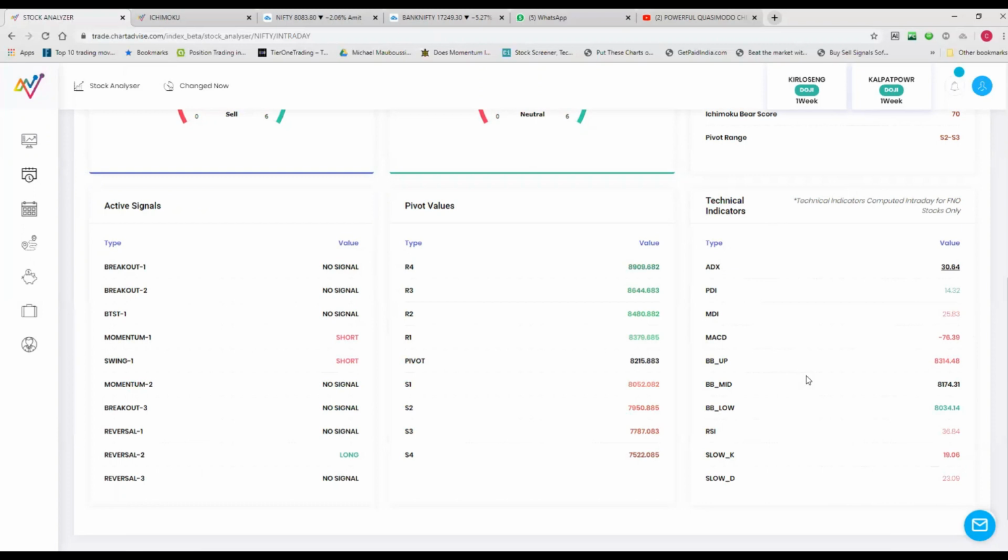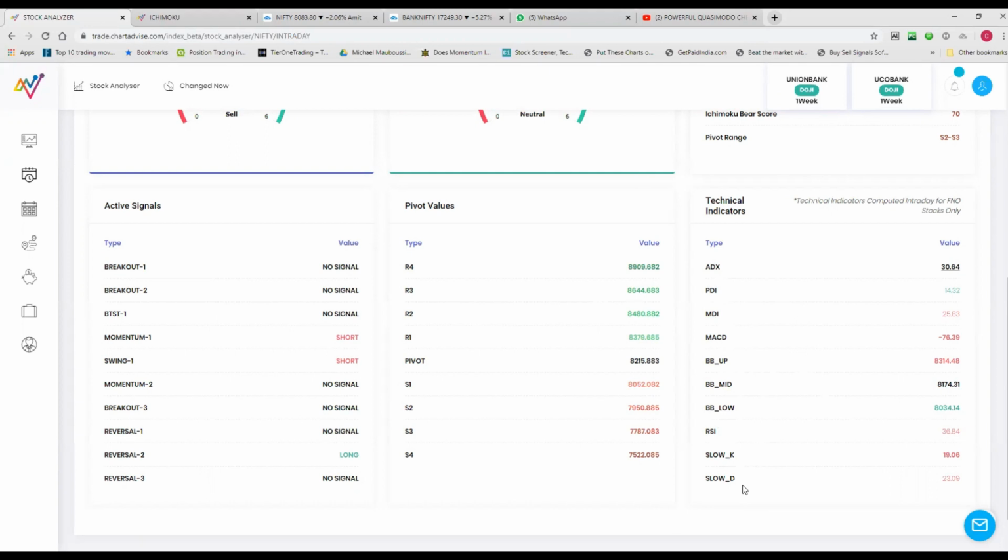Under the technical indicators, you can see that there are multiple oscillators featured: ADX, plus minus DI, MACD, Bollinger Band up, middle and low, RSI, and stochastic K line and D line. So you have all these indicators under technical indicators, and again these are going to be time sensitive. These are with respect to the time frame that you choose. If you choose intraday, all the technical indicator levels will be as per intraday, and if you choose daily, it will come that way. If you choose positional, it will be weekly indicators.